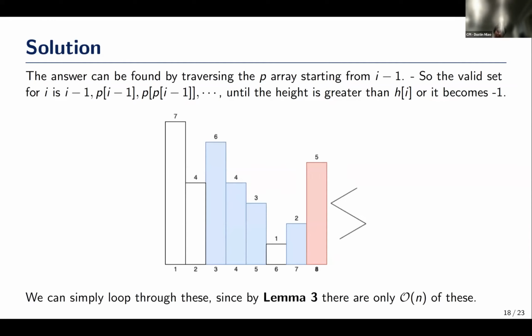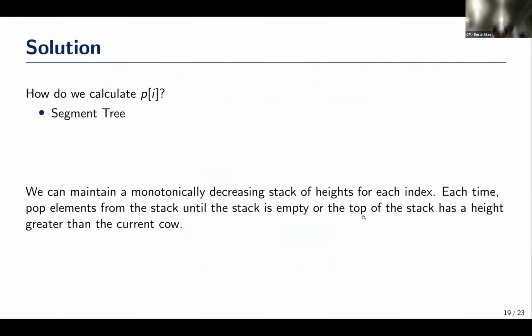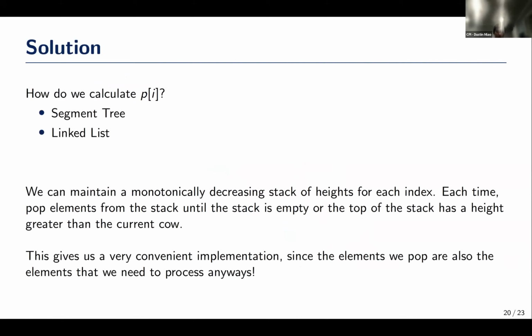We can just loop through all of these because there's only O of n of these. The last step is to calculate P of I, and there's a lot of ways we can do it. We can do it using a segment tree, a linked list, a balanced binary search tree, but the method that was intended was to use a stack. This also gives a very convenient solution because the elements that we pop are also the elements that we need to process anyways.